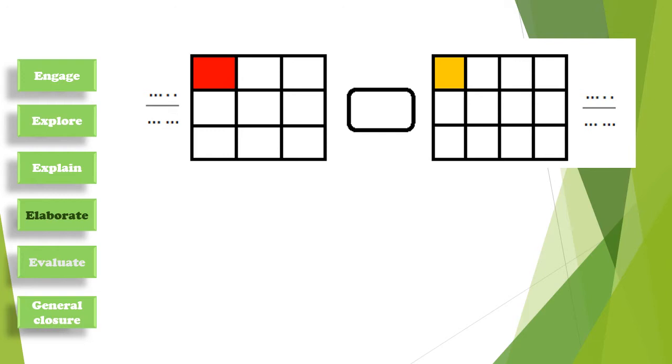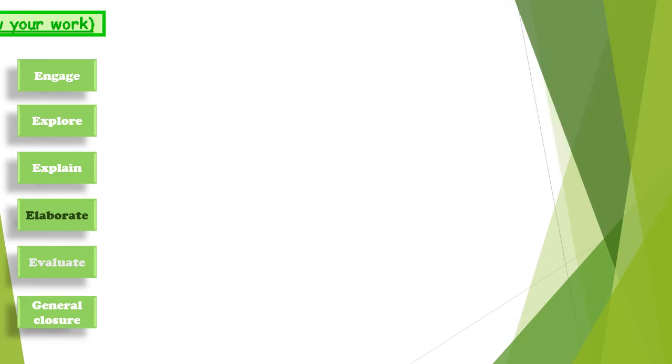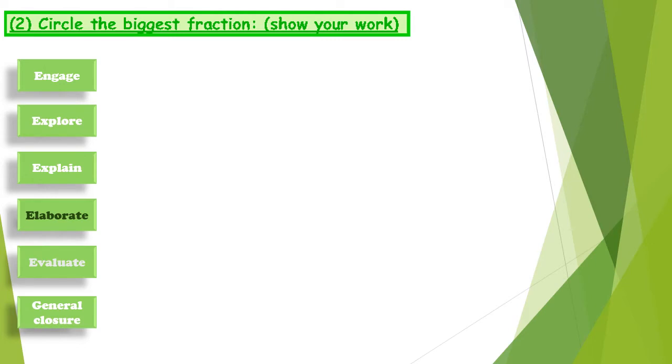Write first the fraction 1 over, count 1, 2, 3, 4, 5, 6, 7, 8, 9. And here 1 out of 12. The fraction that has the smallest denominator is the biggest fraction. So 1 over 9 or 1 over 12? 9s or 12s? 9s, because it has the smallest denominator. Circle the biggest fraction.